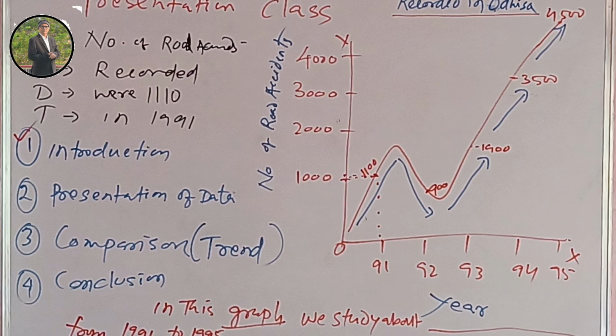And finally, you have to give the conclusion. Here you will say that the number of road accidents was highest in the year 1995, and the number of road accidents was lowest in the year 1992.